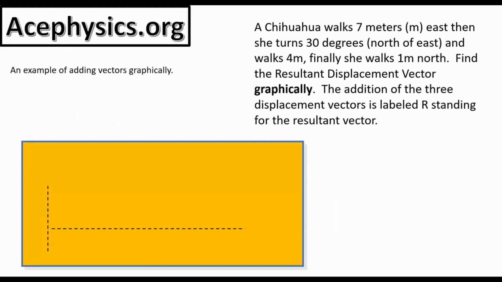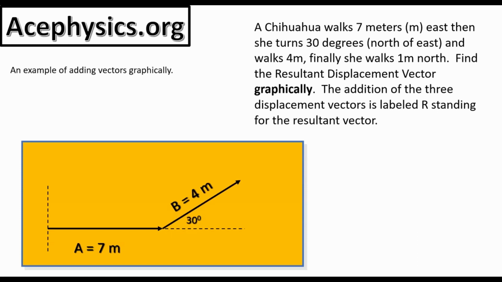Now let's look at an example of adding vectors graphically to get a more concrete understanding of how this works. A chihuahua walks 7 meters east, then she turns 30 degrees north of east and walks 4 meters. Finally, she walks 1 meter north. Find the resultant displacement vector graphically. All right, so first of all, the chihuahua walks 7 meters east.